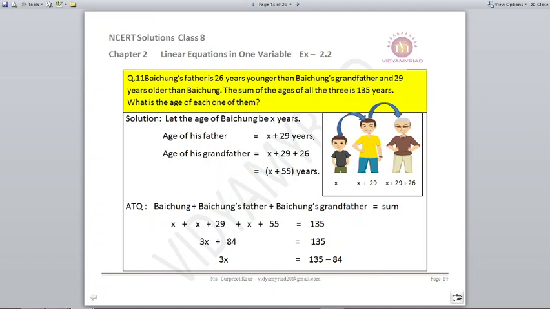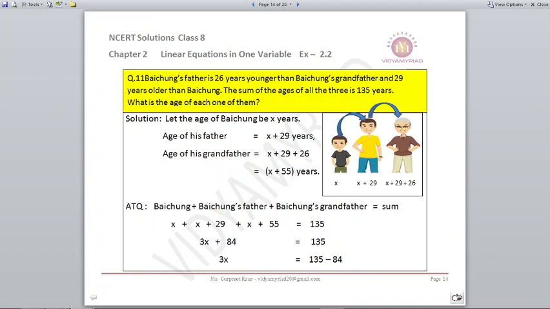Next, it's a very interesting question. Bachung's father is 26 years younger than Bachung's grandfather and 29 years older than Bachung. So there is a chain. So how are we going to assume it? Look at the figure. I have made a boy, a man and a grandfather. So let that boy be Bachung. The middle will be the father and the one with white here will be the grandfather. So you can very well understand the situation now.